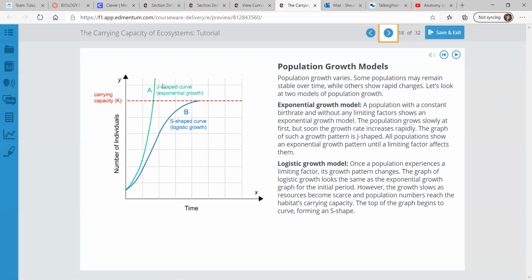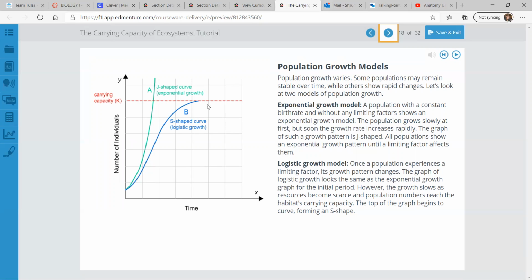Exponential growth, if you look at this, a J-shaped curve, they call it. That's a population with a constant birth rate and without any limiting factor shows an exponential growth model. It grows slowly at first, but soon that growth rate increases rapidly. All populations show an exponential growth pattern until a limiting factor affects them. So they'll start out slow and then quickly hit their carrying capacity.